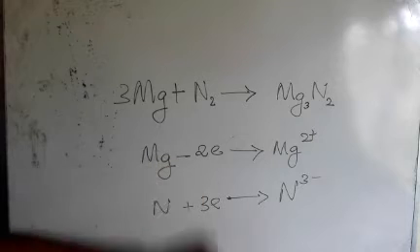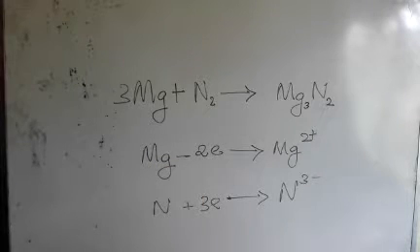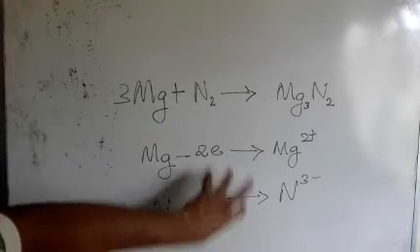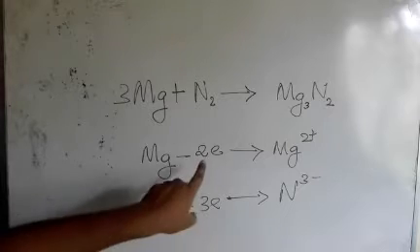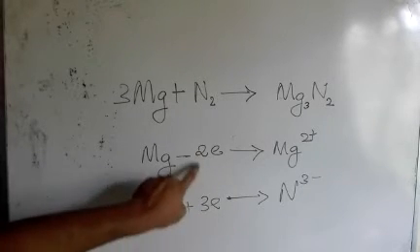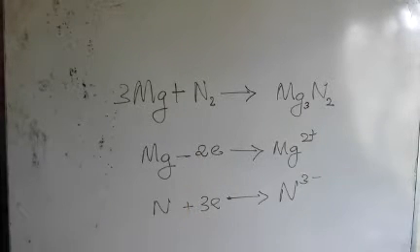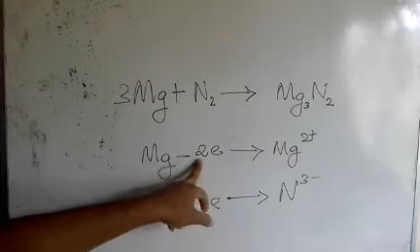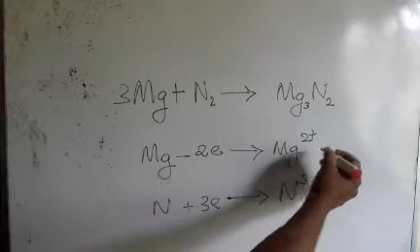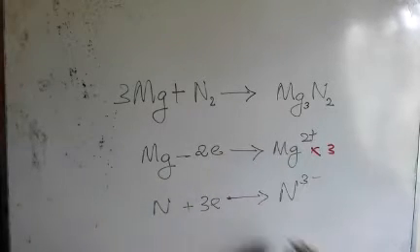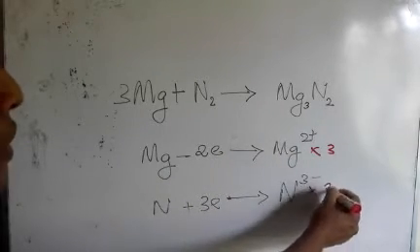Here when magnesium removes 2 electrons, nitrogen gains 3, so we have to balance this using the electrons, right? So it's better to take the lowest common multiple of these 2 and 3. So you know that is 6. So make this 6. What can you do to make it 6? You can multiply this by 3, and to make this 6 you can multiply by 2.